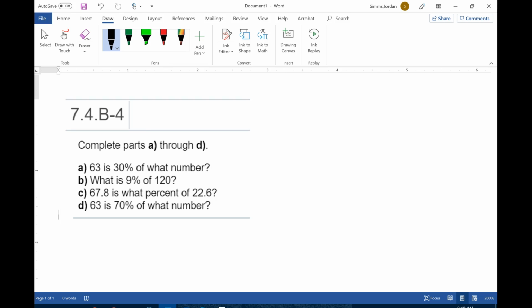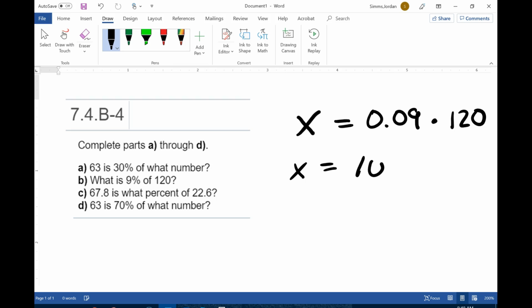Next one, what? So again, that would be x, right? x equals, what is? x equals 9%, which we'll make a decimal. Just take 9 and divide it by 100. Whenever you see percent, divide by 100, of 120. So again, this one, we have x already by itself, so there's no real algebra. We'll just multiply our decimal. 0.09 times 120 comes out to 10.8 right there.